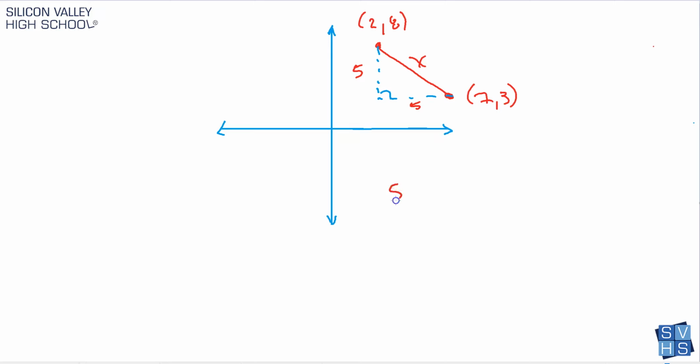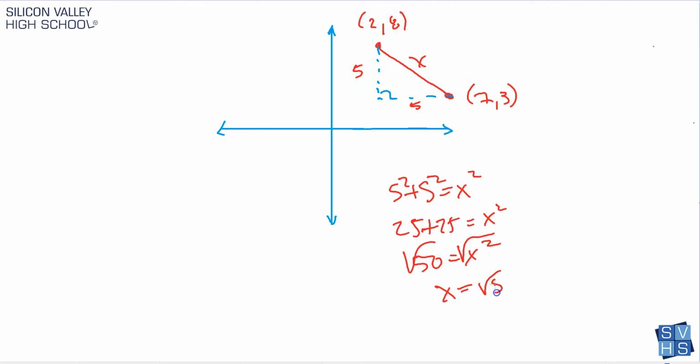Here's what you do. 5 squared plus 5 squared equals x squared, right? So you have 25 plus 25 equals x squared. Then you definitely have 50 equals x squared. Don't forget to root both sides to get x alone. And your answer would be root 50.